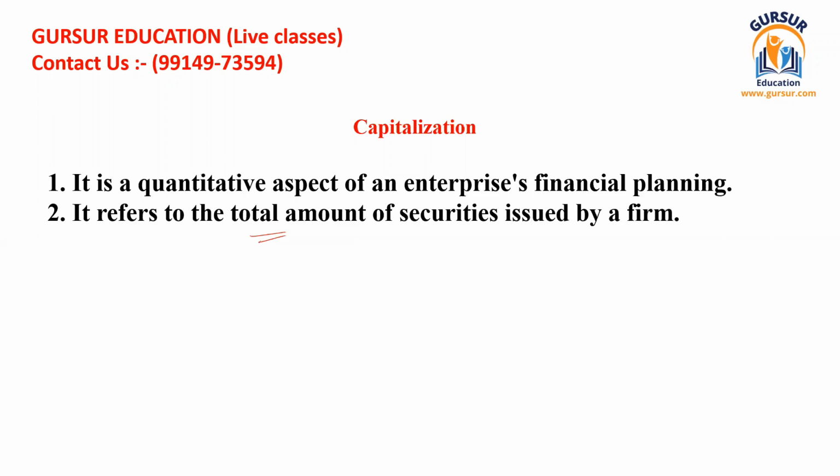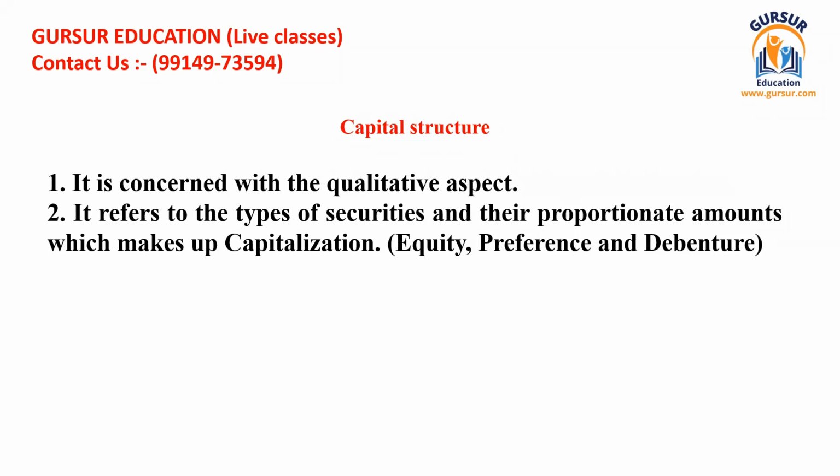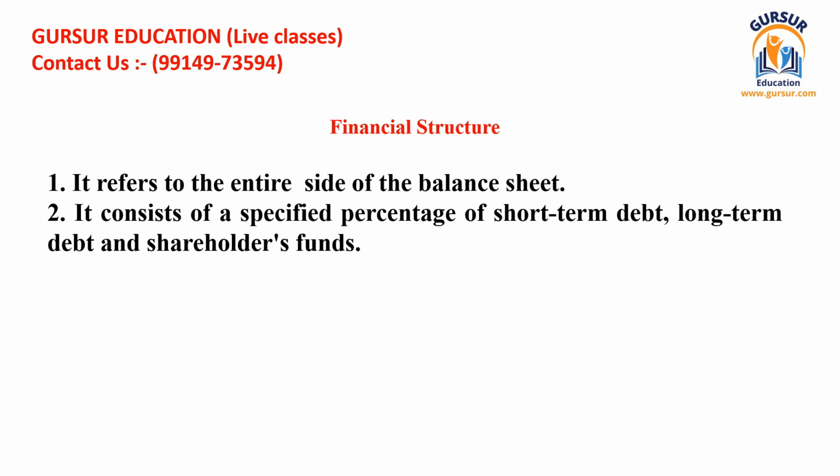This is the sum total which is received by issuing the securities. And then there is capital structure. This is the qualitative phenomenon which tells you how many types of securities have been issued and what is the specific proportion of a specific type of security. And the last is the financial structure, which tells you completely the information or proportion regarding the complete liability side of the balance sheet.